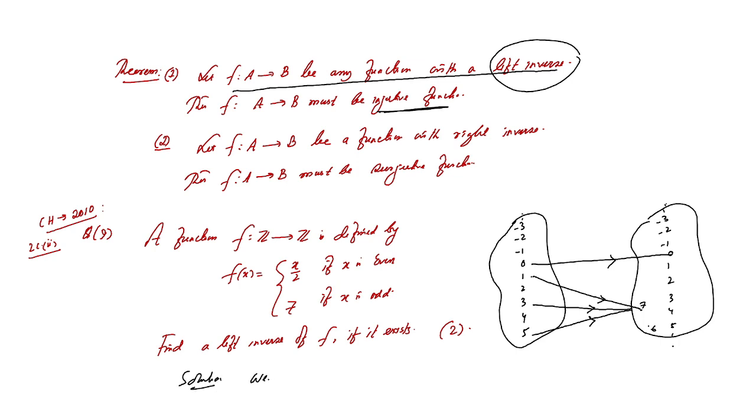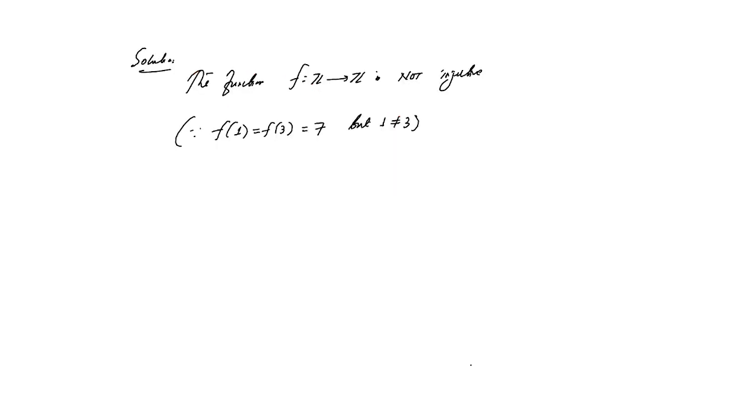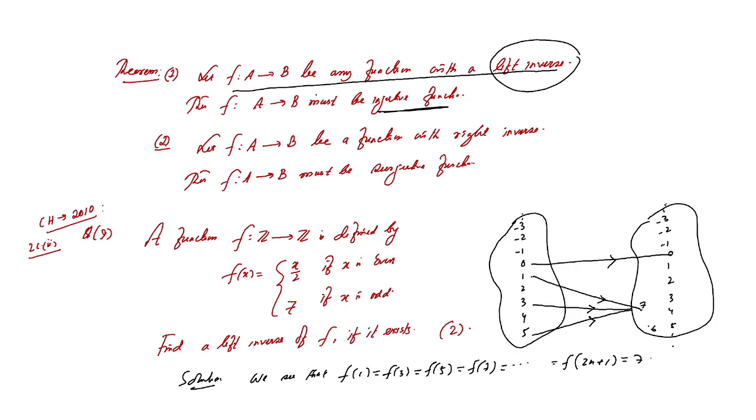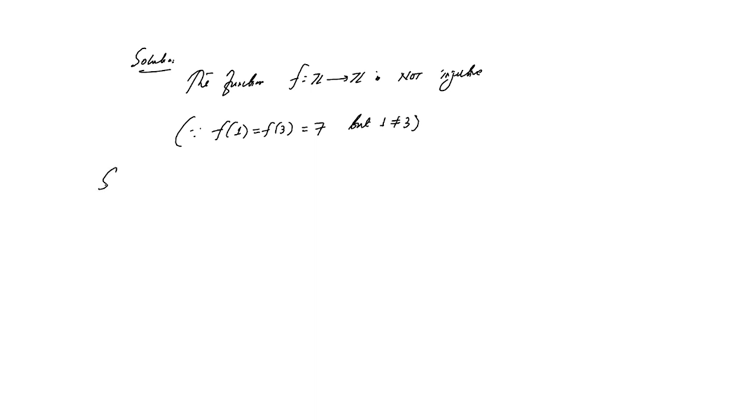So here we observe that f of 1 equals f of 3 equals f of 5 equals f of 7. So f of 2n plus 1, that number is basically 7. So we conclude here f is not injective, because f of 1 equals f of 3, but 1 does not equal 3. And since it is not injective, the left inverse does not exist.